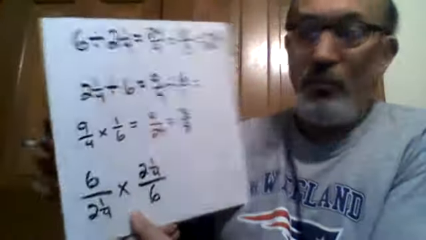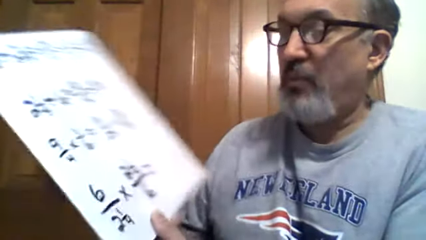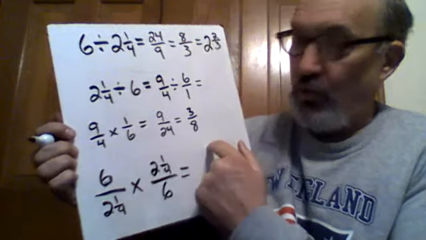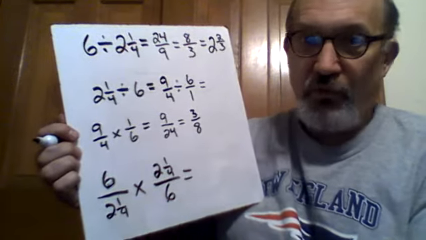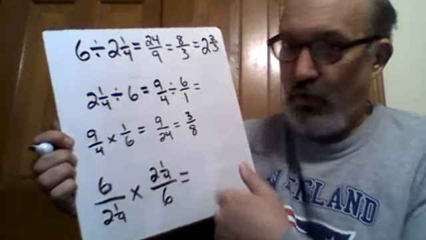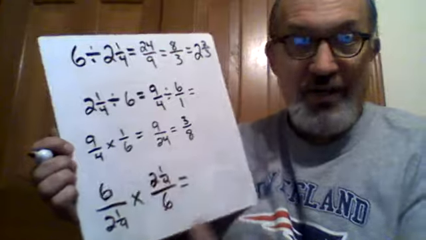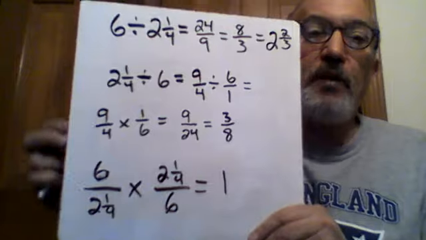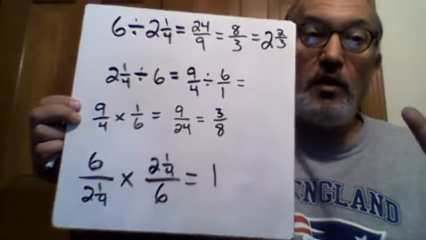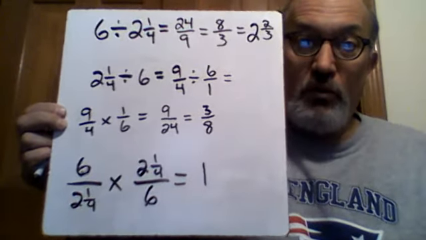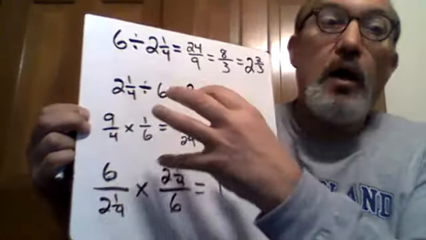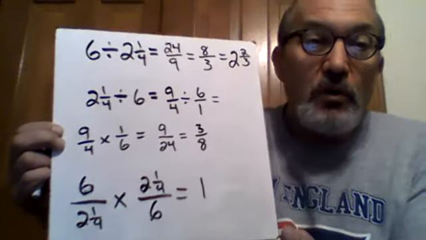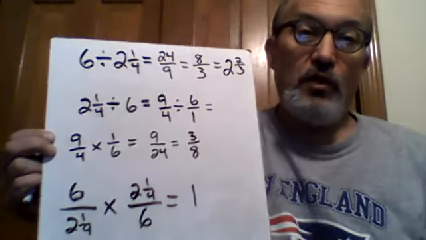If we were to put a times sign between them and multiply across the top and bottom, 6 times 2 and 1/4 is the same as 2 and 1/4 times 6. Numerator over denominator, numerator and denominator being the same number, so they'd be equal to 1. So this last point is that if you change the order of a division, you're actually taking the reciprocal of the original division.